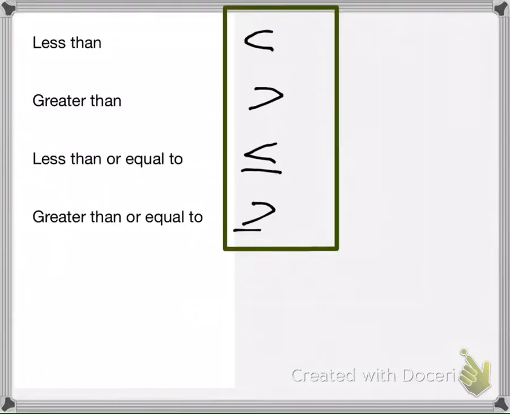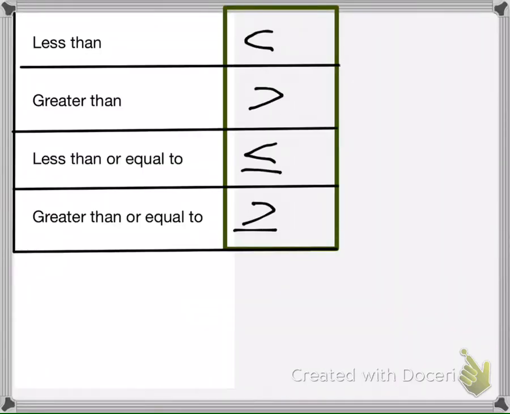To begin with, I want to go over some inequality signs and what they mean, and I also want to mention that you read inequalities from left to right. So this is read as 3 is less than 5, and this is read as x is greater than 10.